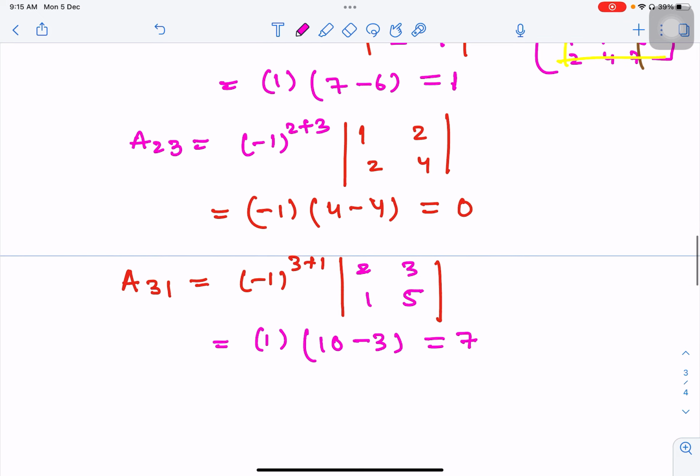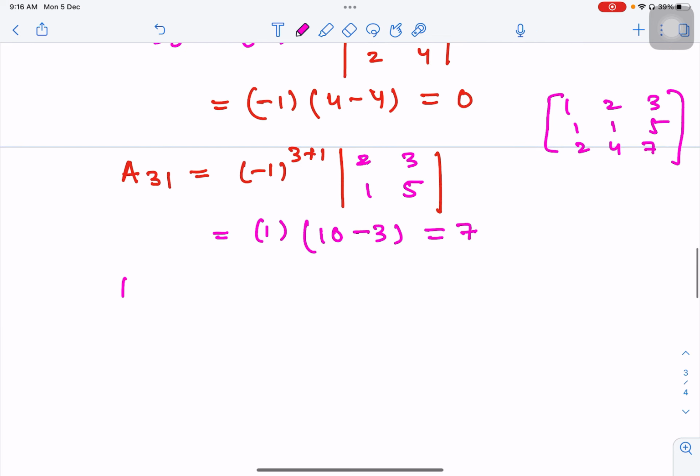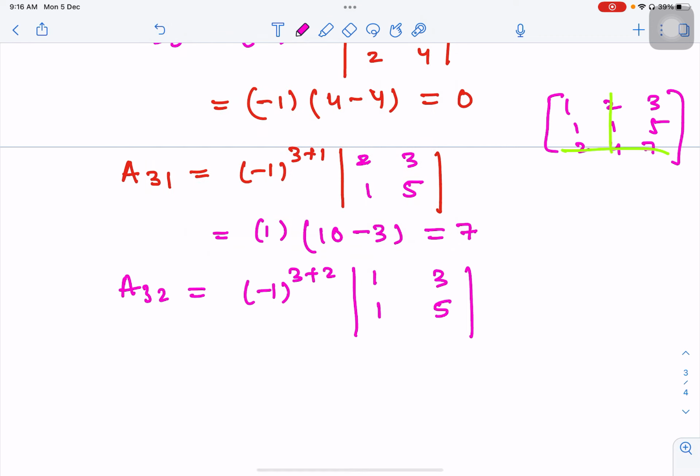Now we'll go to A32. For benefit, we'll write the matrix again. 1 2 3, 1 1 5, 2 4 7. So A32 will be -1 raised to 3 plus 2. We delete the third row and the second column. What remains? 1 1, 3 5. Now -1 raised to 5 is nothing but -1. And this will be 5 minus 3. That gives us -2.